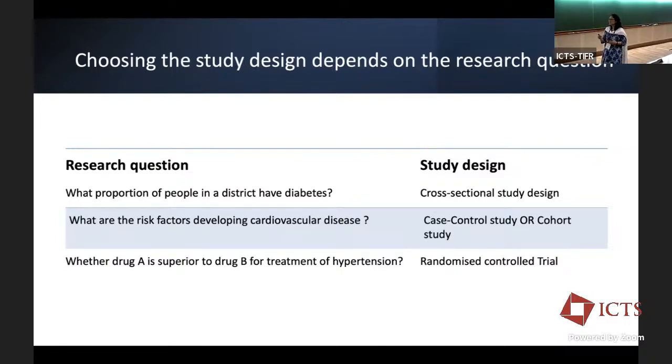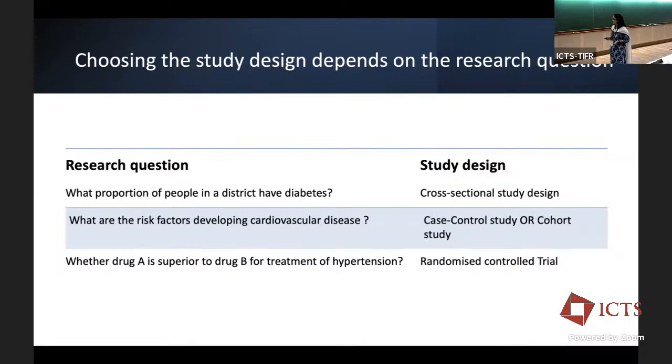If your question is, what are the risk factors? Why are people getting a certain disease, and what possibly could be exposing them? Then your study design has to be a case control or a cohort, and I'll be showing you one example of that. And again, you need to see whether this kind of data needs to be collected or there are already cohort data sets available. So if you want to study risk factors, you need to get some cohort data set.